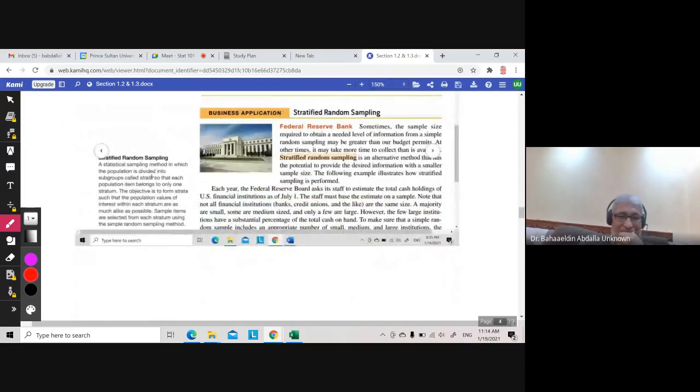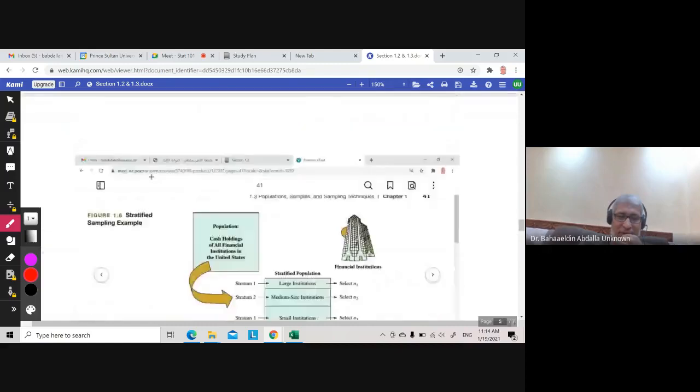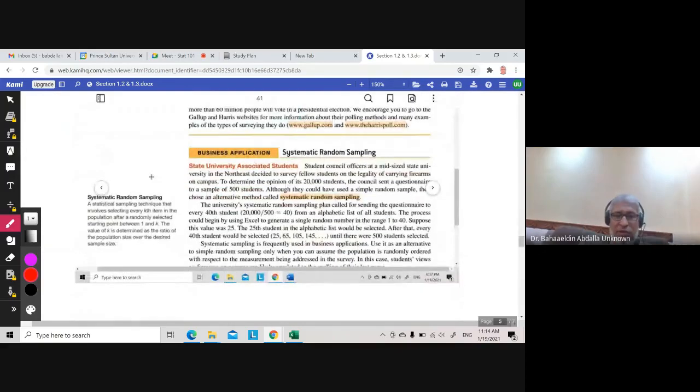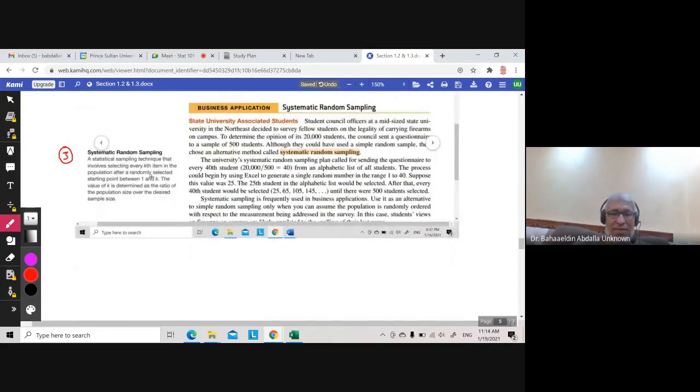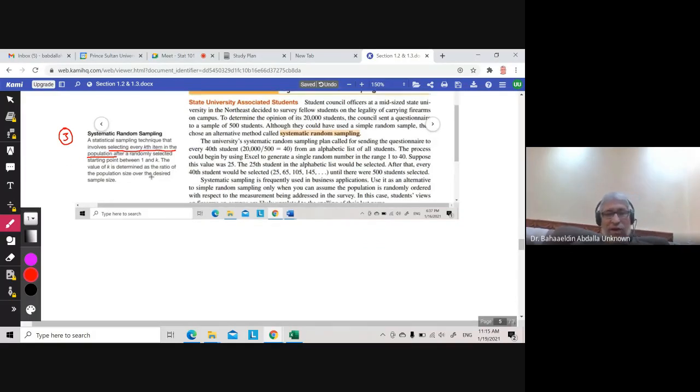The second method, let me talk about this method, which is number 3 in the book, but I will talk about it first. Systematic random sampling. Systematic means there is a system of selecting. In fact, we select every kth item in the population, after a randomly selected starting point between 1 and k. So there is a starting point between 1 and k.